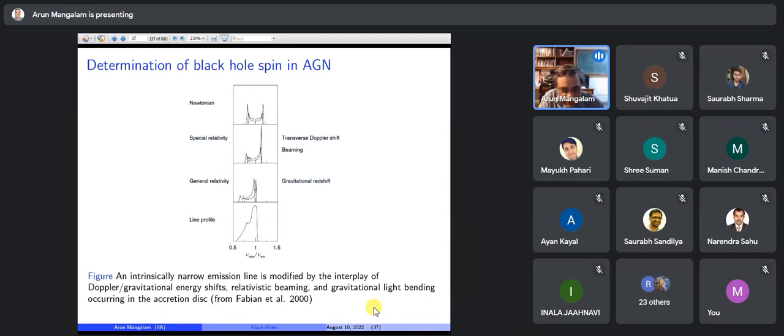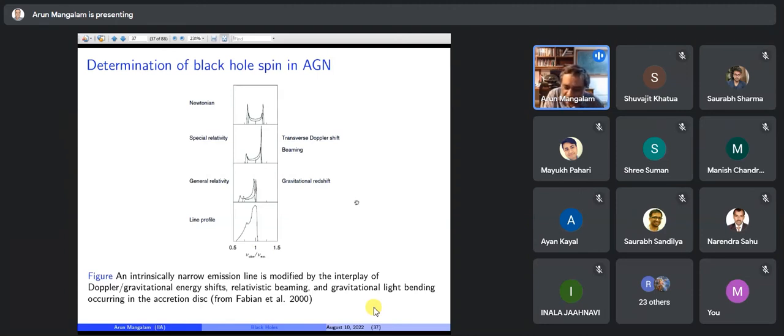And if it's special relativistic, that the motion is relativistic, then there would be a beaming effect. So there's a Doppler boosting of the photons coming towards you and Doppler deboosting of the photons going away from you. So this is coming towards you, this is boosted, the other part is deboosted. So that's the transverse Doppler shift and beaming. Now there's a gravitational redshift.